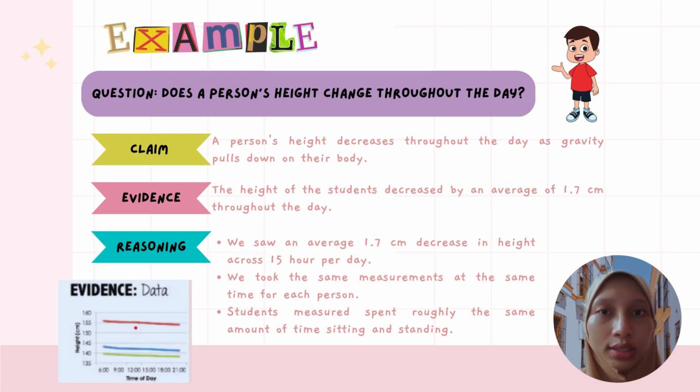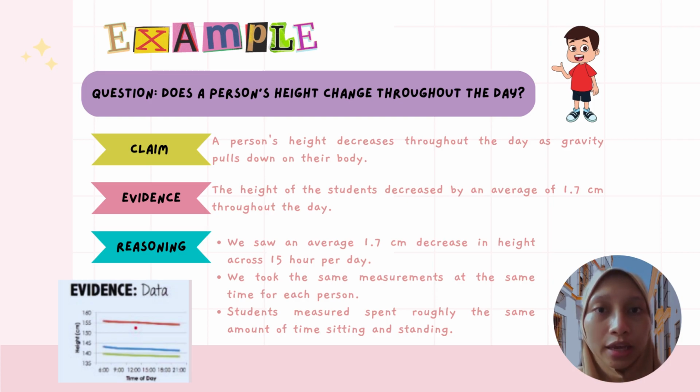So, what is the evidence? Maybe we can say that the height of the students decreased by an average of 1.7 cm throughout the day. If you can see here, the evidence or data that prove the claim is based on the observation we made by measuring students' height with their time spent per day. We observe that the height of each different student decreased by an average of 1.7 cm throughout the day.